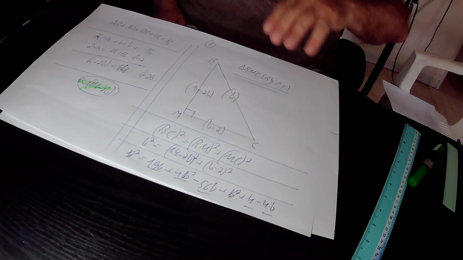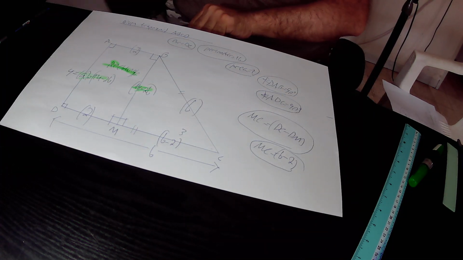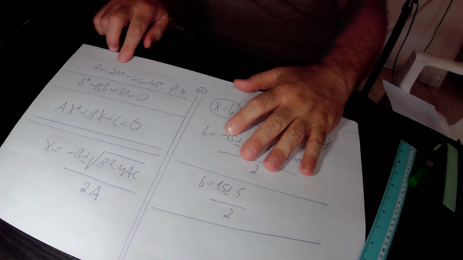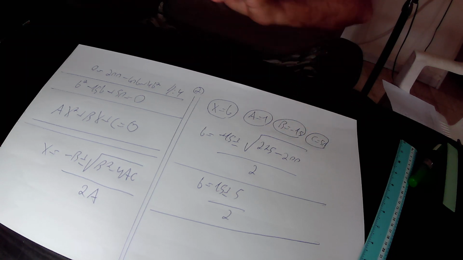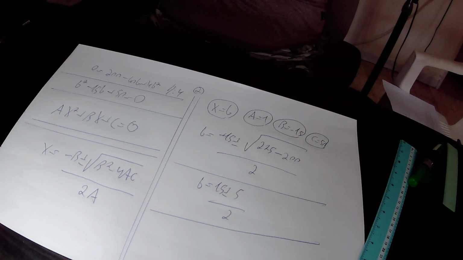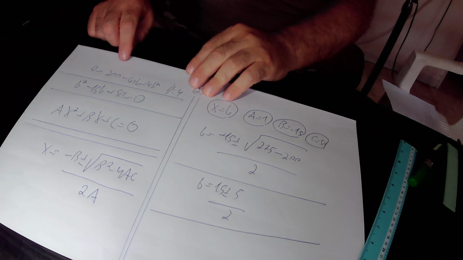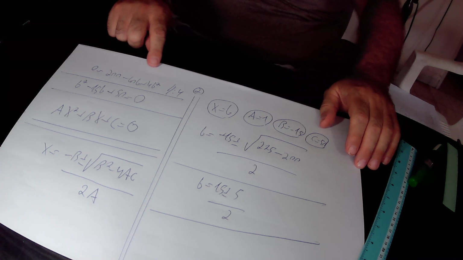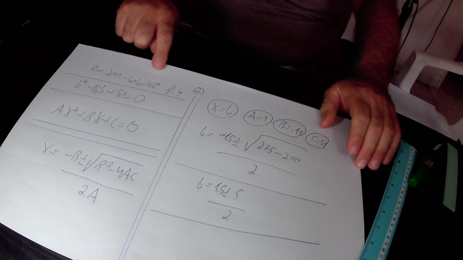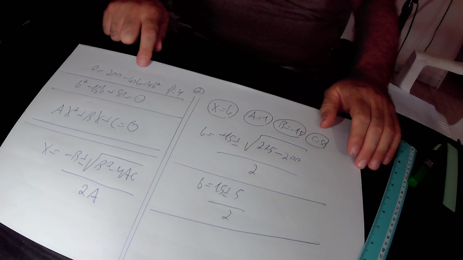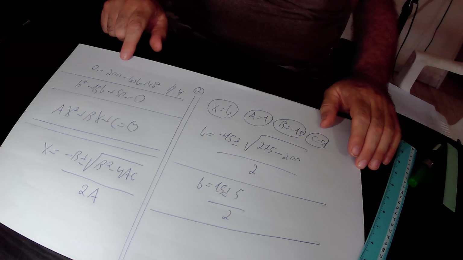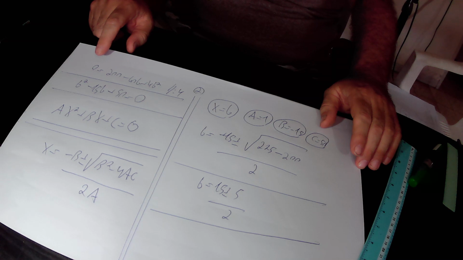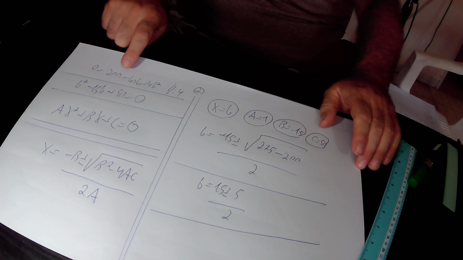So in total, we found out that 0 equals 200 minus 60b plus 4b squared. Here we divided this equation by 4 and finally found out that 4b squared over 4 is b squared, minus 60b over 4 is minus 15b, and 200 over 4 is 50. 0 over 4 is 0. So in total, we found out that b squared minus 15b plus 50 equals 0.